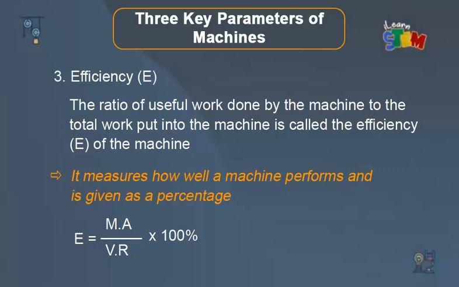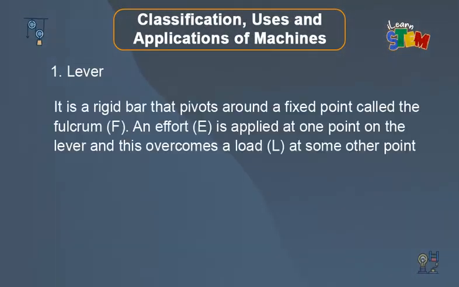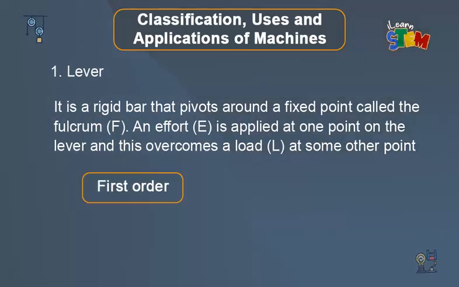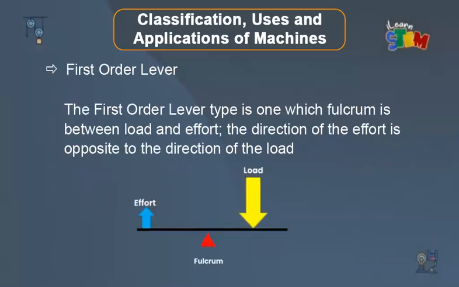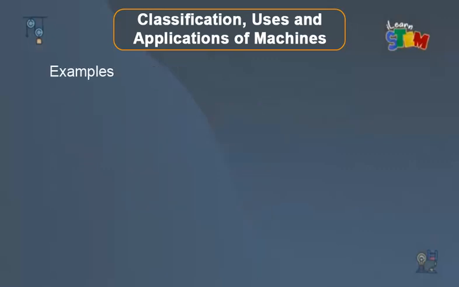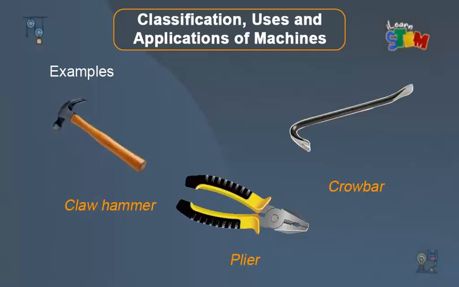Let's see the classification, uses, and applications of machines. 1. Lever. It is a rigid bar that pivots around a fixed point, called the fulcrum. An effort is applied at one point on the lever, and this overcomes a load at some other point. Levers are classified into first, second and third order levers. The first order lever type is one in which the fulcrum is between load and effort. The direction of the effort is opposite to the direction of the load. Examples are claw hammer, crowbar, and plier.